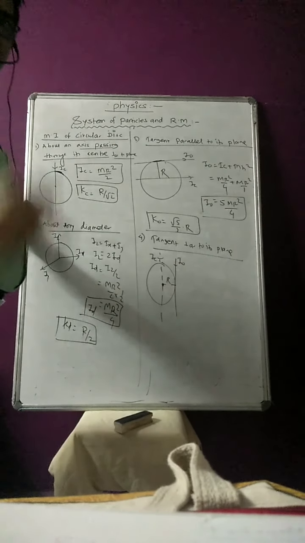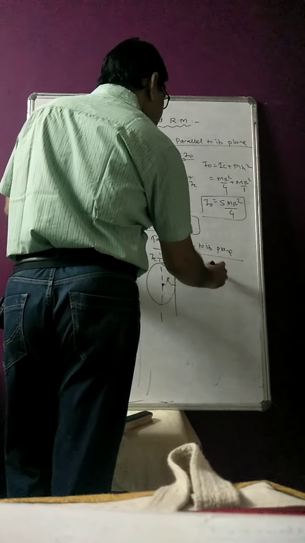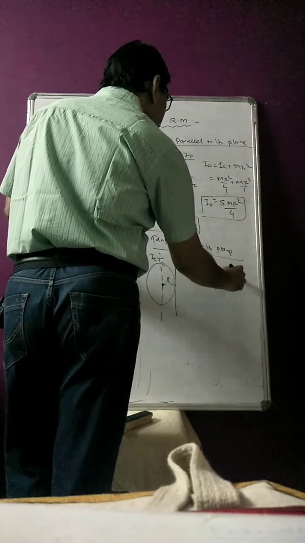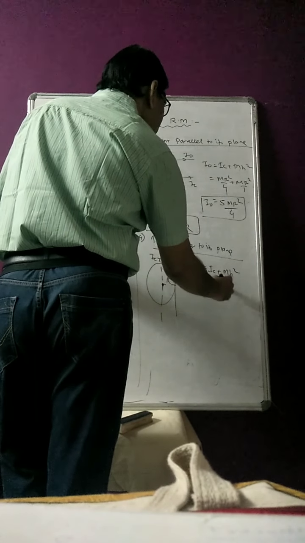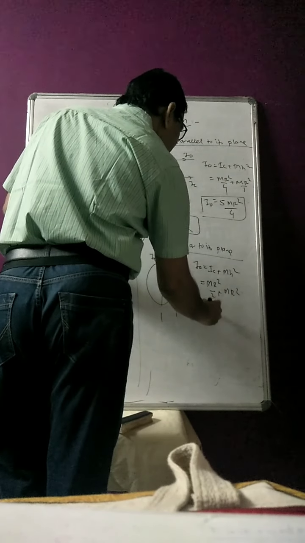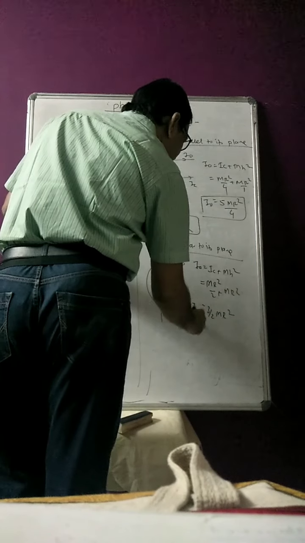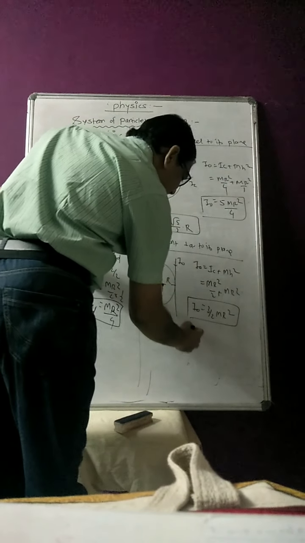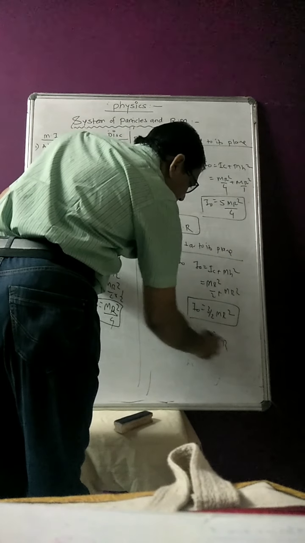Again, which theorem can I use? The parallel axis theorem. Therefore, I_O is equal to I_C plus MH square. Here I_C will be MR square by 2 plus M into R square. So your answer will be 3 by 2 MR square. You have to learn all these moments of inertia by heart. Therefore K_O is equal to root 3 by 2 times R.